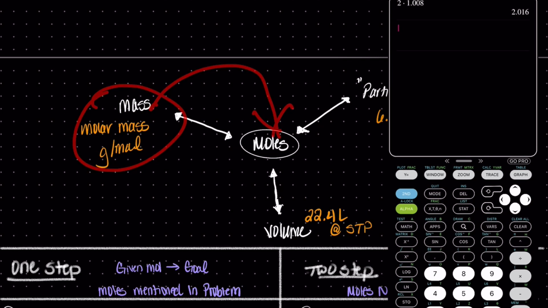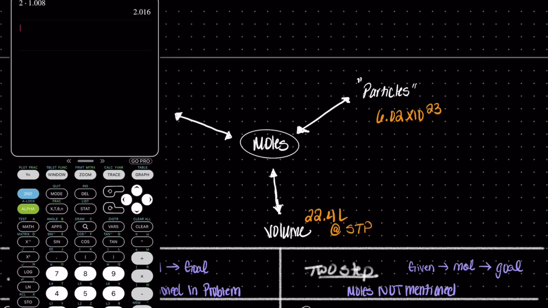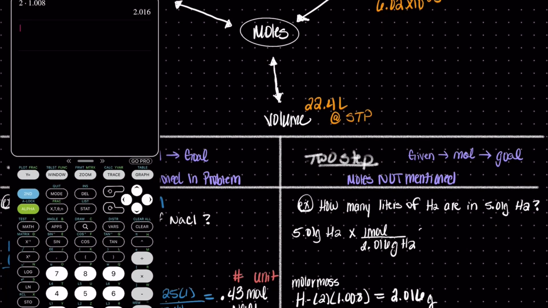Now I am squarely sitting from my mass here. My goal is to keep going and end up here. So I do one more conversion factor. Now I know for every 1 mole of H2, I have 22.4 liters of H2 at standard temperature and pressure. That's what I'm asked for. How many liters? So let's see what cancels.